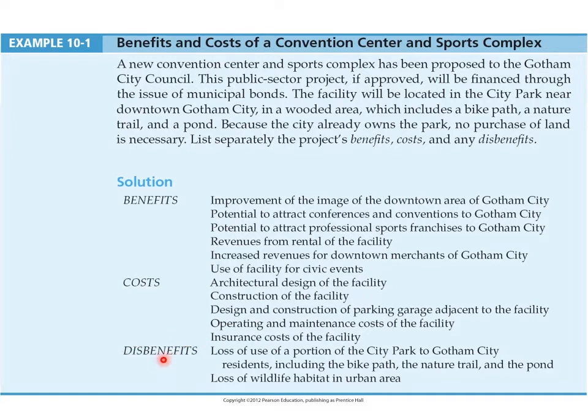But there are certain disbenefits of this project also. We need to think about these as well. What are these disbenefits? Loss of use of a portion of the park. Currently there is a park there and a portion of this park will be allocated for this convention center and sports complex. And we will not be able to use that portion of the park. So the residents will not be able to use it. This will include the bike path, the nature trail, and the pond maybe. Okay. And also there may be a loss of wildlife habitat in the urban area.